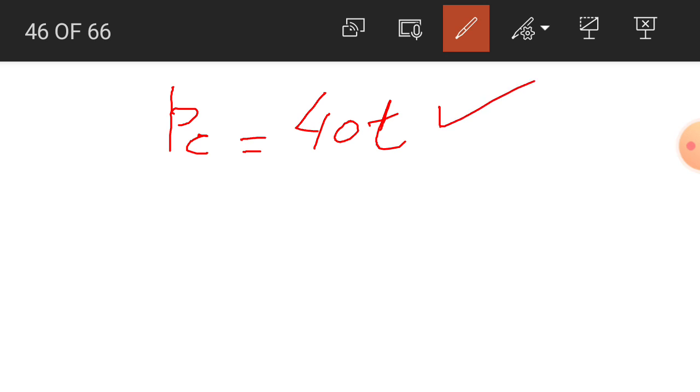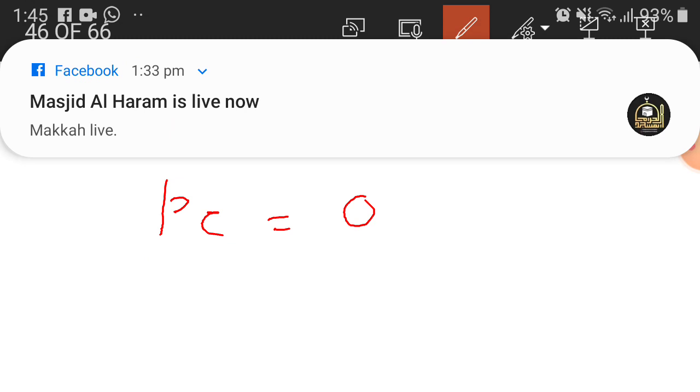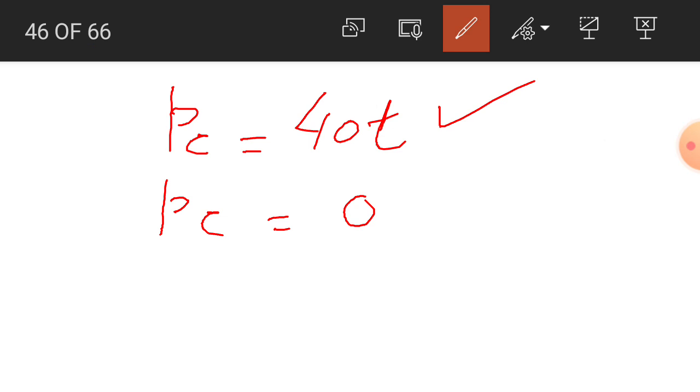So let me consider the equation for the power in the 3 regions. The equation for the power in region number 1 is 40t. The equation for the power in region number 2 is 0 watt, because the current is 0. So the capacitor will not take any power in region number 2.